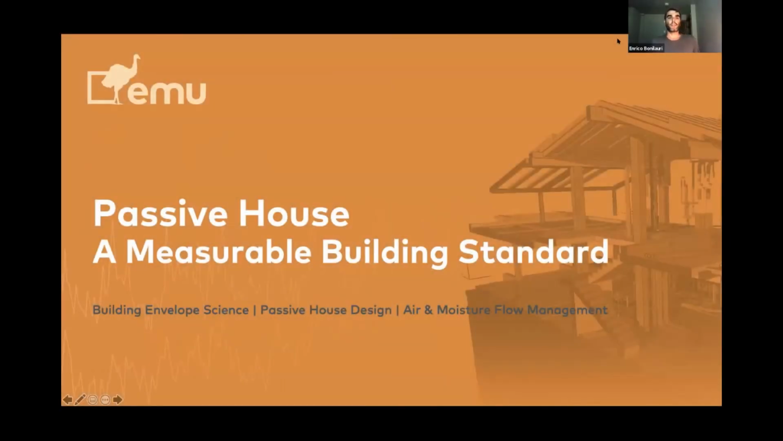So Passive House, a measurable building standard, we'll be covering some key factors that define healthy buildings with regard to thermal comfort, indoor quality, as well as energy efficiency, and how they can be designed for and measured once buildings are complete and occupied.